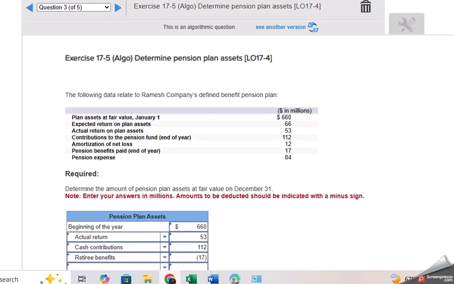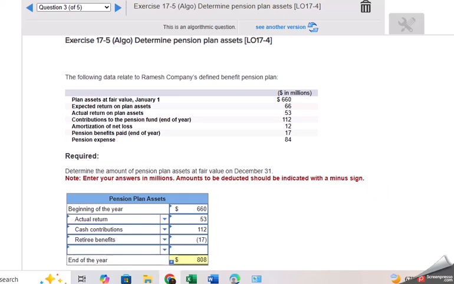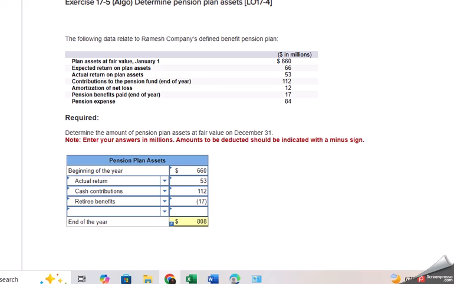Okay, now this one says to determine our pension plan assets. So we've got a beginning balance. They give us expected return, actual return, contributions into the pension fund, an amortization of the net loss, the pension benefits paid, and then the pension expense. So what goes into our pension plan assets? We would have our beginning of the year balance, the actual return versus the expected. The actual return is what we truly made on the investments that we had. The cash contributions are also going to be added right into those investments. So that's going to increase that value.